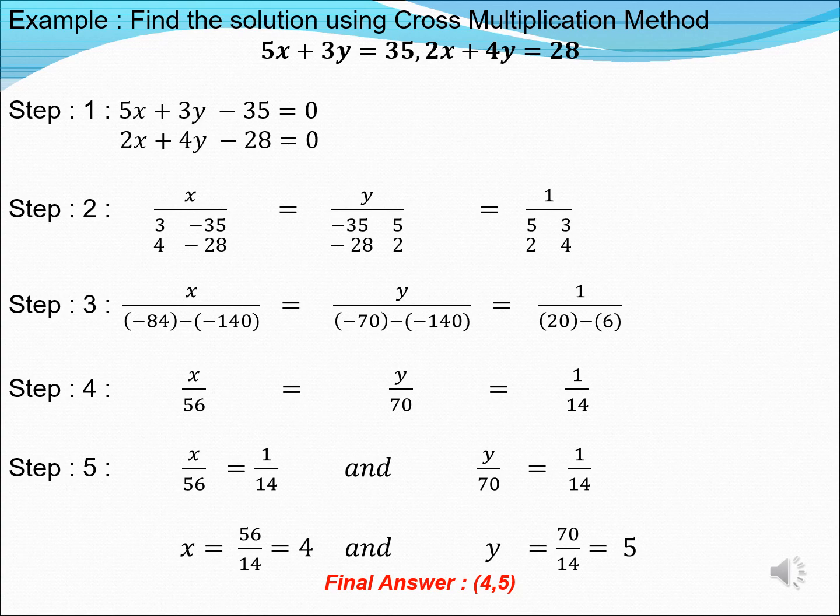So using the transposition, we can write x equals 56 upon 14. Then we get the answer x equals 4. Similarly for y, using the transposition, we get the answer 5. So the final answer of this particular sum is 4, 5, where the first one is the x coordinate value and the second one is the y coordinate value. Hoping you are now very much clear with the concept of the cross multiplication method.